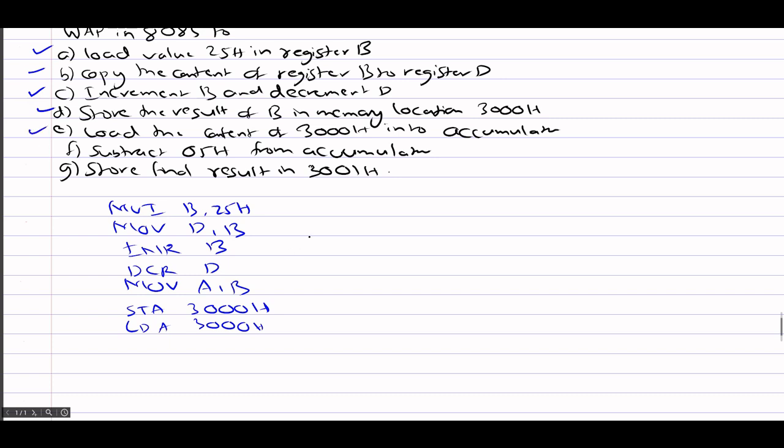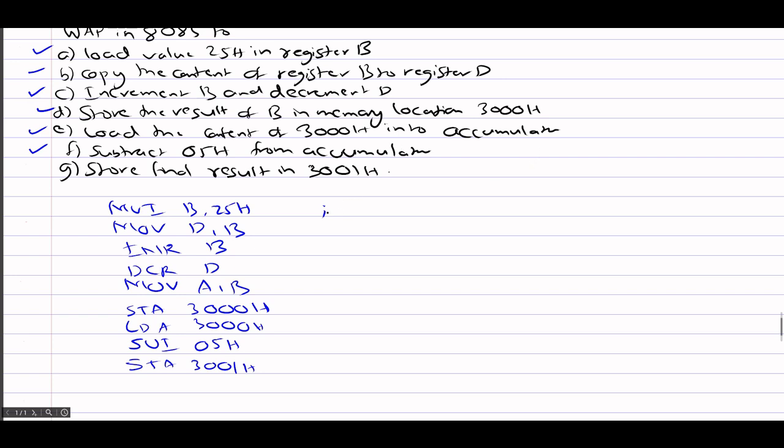Now we're asked to subtract 0.5 from accumulator. So we have the SUI instruction where we can subtract 0.5H from accumulator in immediate addressing mode. This is also done, and then the result of the subtraction is stored in the accumulator itself. Now finally we're asked to store the final result in 3001H. Since the result is in accumulator, we can write STA 3001H.